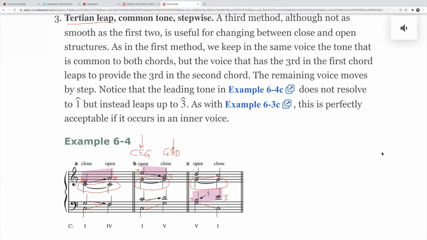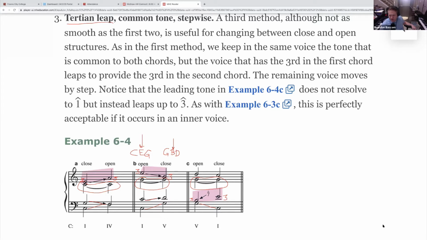Question in the chat. No. The question in the chat was, the alto won't always have the common tone. No, not necessarily. It did in these three examples, but it won't necessarily always be in the alto. Good question. Other questions? Are we doing all right with this so far?